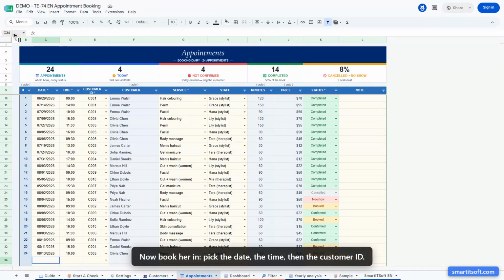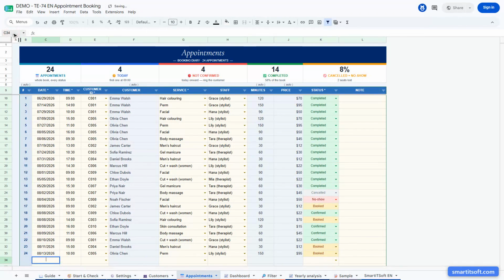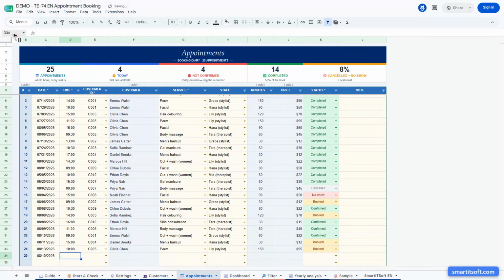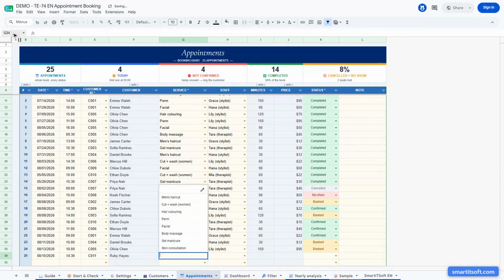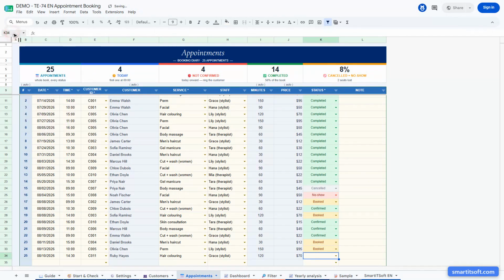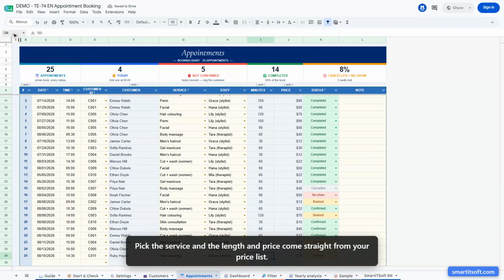Now book her in, pick the date, the time, then the customer ID. Pick the ID and the name appears by itself. Nothing to retype. Pick the service and the length and price come straight from your price list.